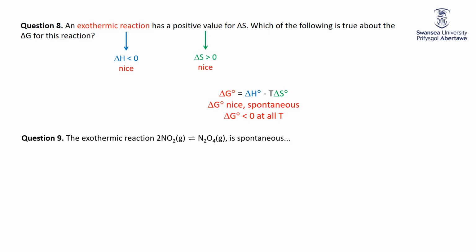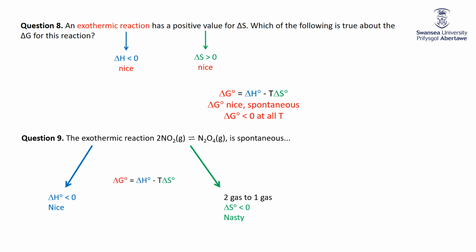The exothermic reaction 2NO2 gas reversibly goes to N2O4 gas is spontaneous, dot, dot, dot. Well, let's see what we've got. Exothermic again is nice. Delta H less than 0 is nice. Delta S here, though, we're going from 2 gas molecules to 1 gas molecule. 2 gases to 1 gas. We're losing some entropy. So delta S is going to be negative, which is nasty. So we have a nice, we have a nasty.